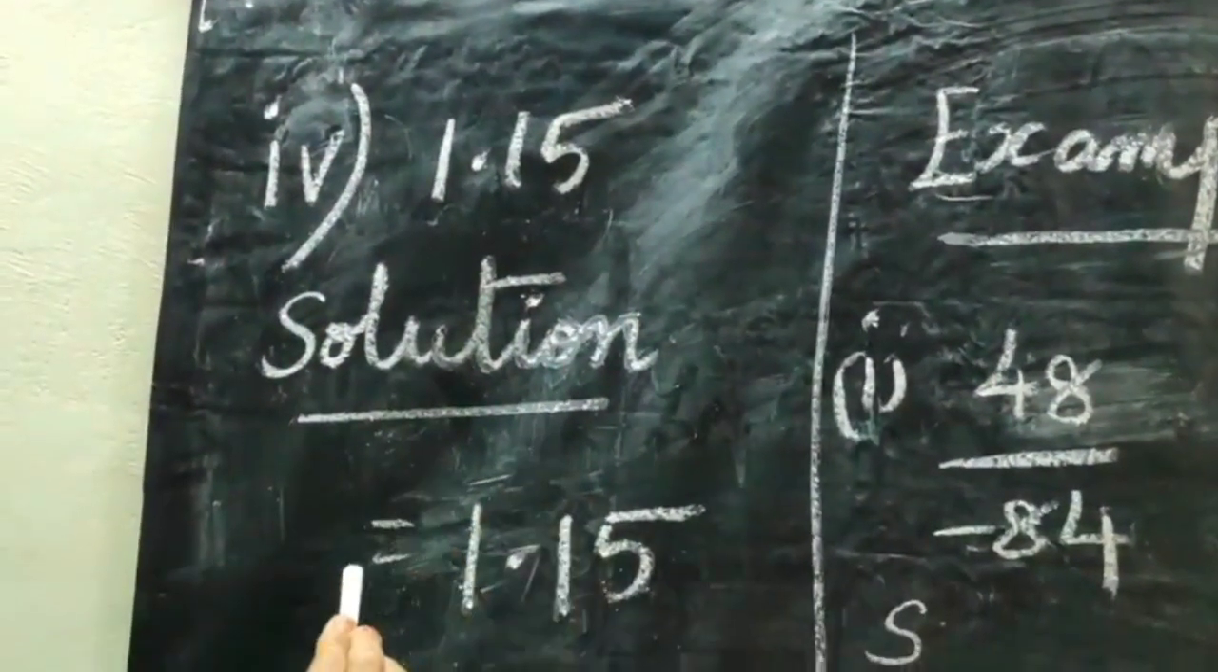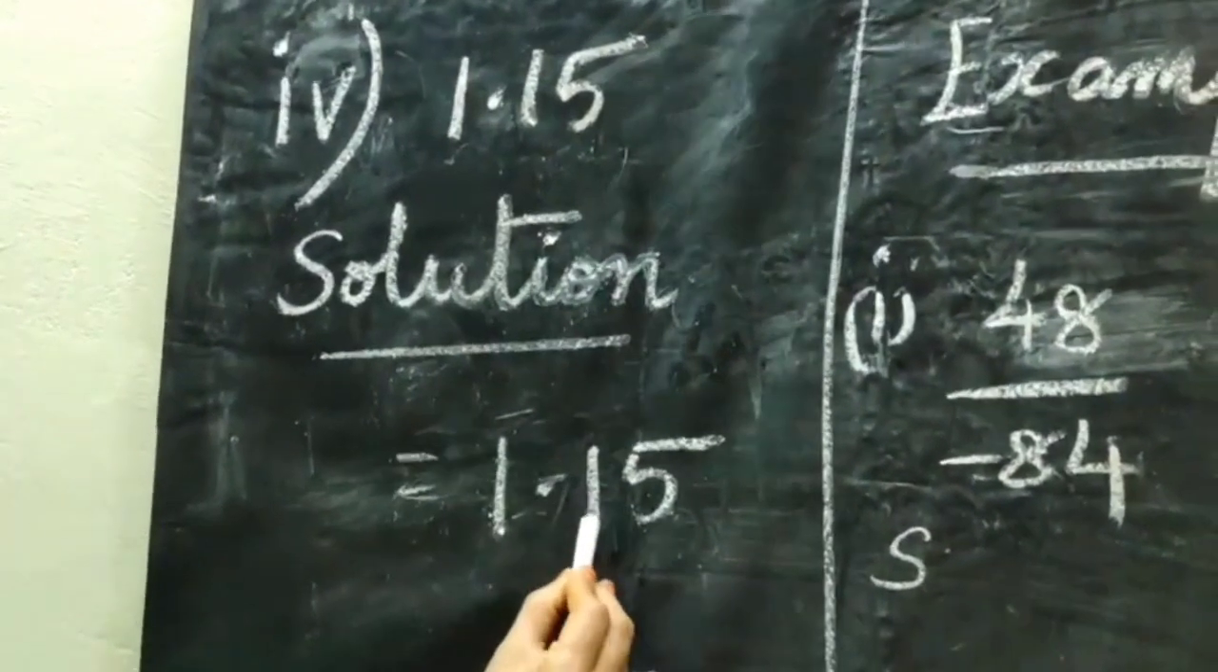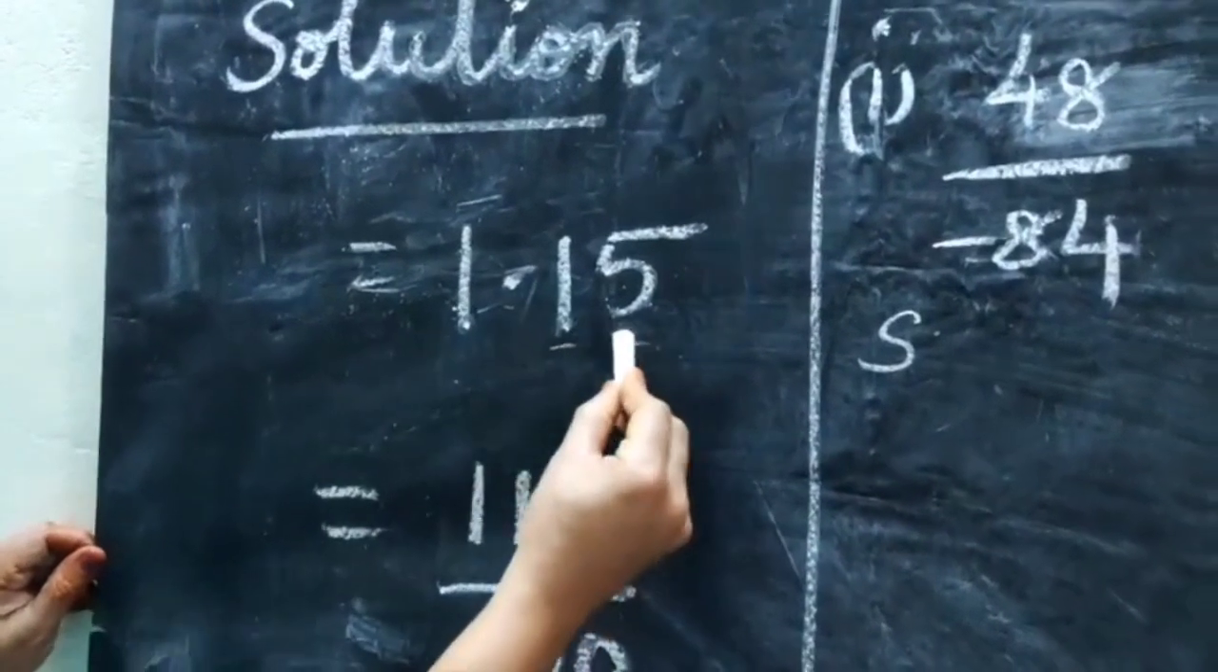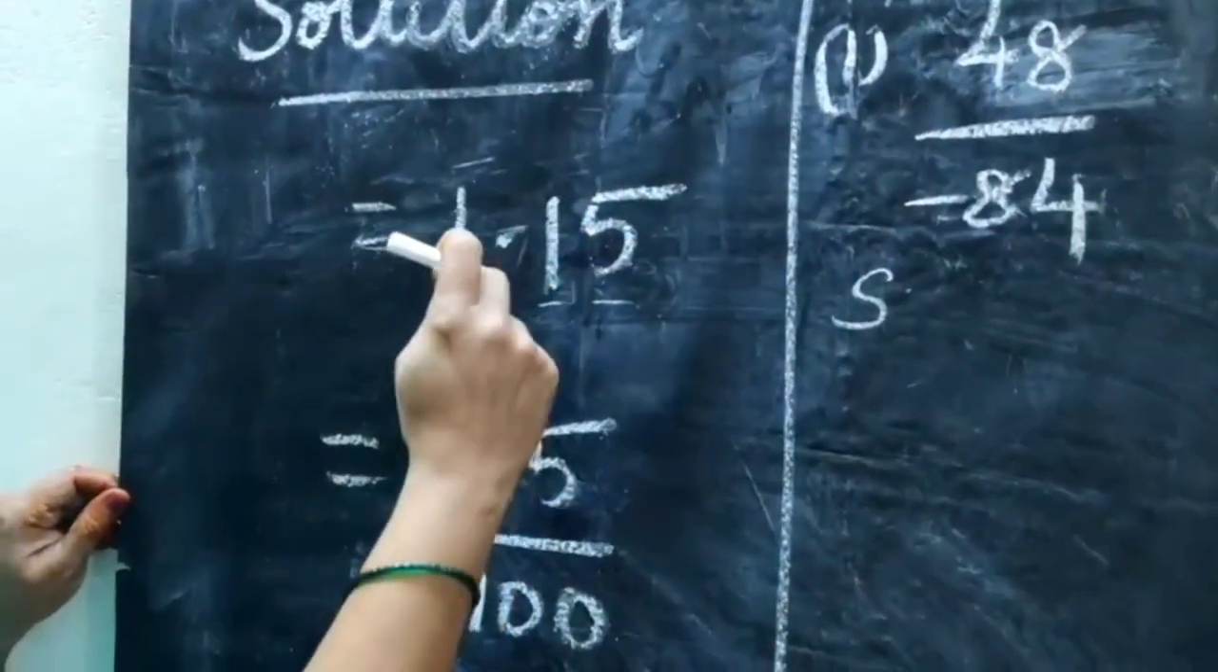One more example sum: 1.15. So solution equals 1.15. Again write the question. After the point, how many digits are there? 2 digits. So 2 digits, remove the decimal point.